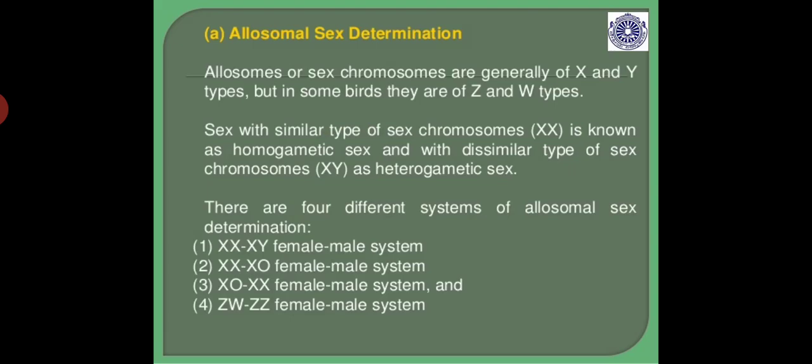There are four different systems of allosomal sex determination. They are XX-XY, that is the female-male system; second, XX-XO, the female-male system; and XO-XX, again a female-male system; and ZW-ZZ, which is also a female-male system. So these are the four types of allosomal sex determination.